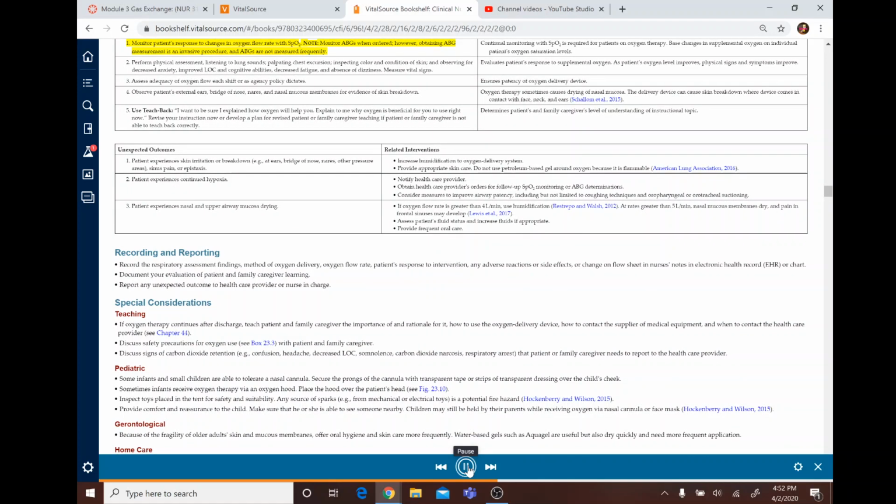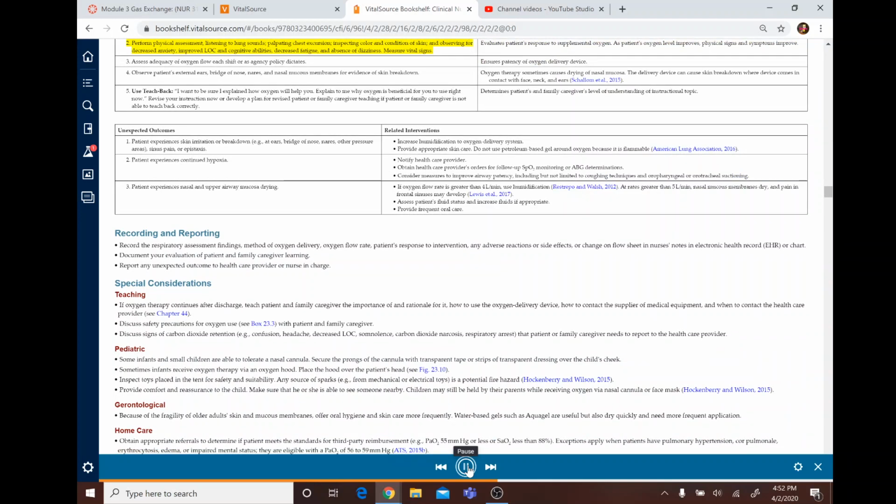Evaluation. 1. Monitor patient's response to changes in oxygen flow rate with SpO2. Note, monitor ABGs when ordered; however, obtaining ABG measurement is an invasive procedure, and ABGs are not measured frequently. Continual monitoring with SpO2 is required for patients on oxygen therapy. Base changes in supplemental oxygen on individual patients' oxygen saturation levels. 2. Perform physical assessment, listening to lung sounds, palpating chest excursion, inspecting color and condition of skin, and observing for decreased anxiety, improved LOC and cognitive abilities, decreased fatigue, and absence of dizziness. Measure vital signs. Evaluates patient's response to supplemental oxygen. As patient's oxygen level improves, physical signs and symptoms improve.